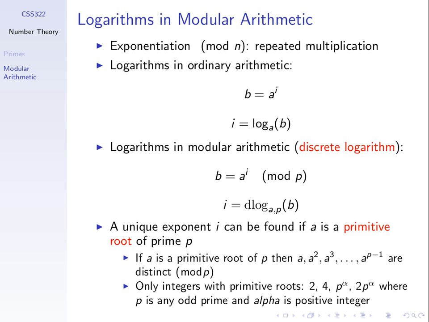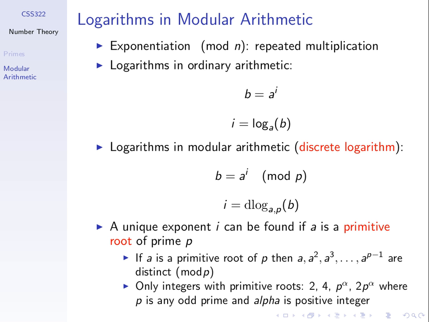Therefore, a is a primitive root of p. 3 is a primitive root of 7 in this case. Why? Because 3 to the integer exponents, mod 7, gives us distinct numbers here. They're all different. 1, 2, 3, 4, 5, 6. If that's true, then it's a primitive root. And if a is a primitive root of p, then we can solve a discrete log.